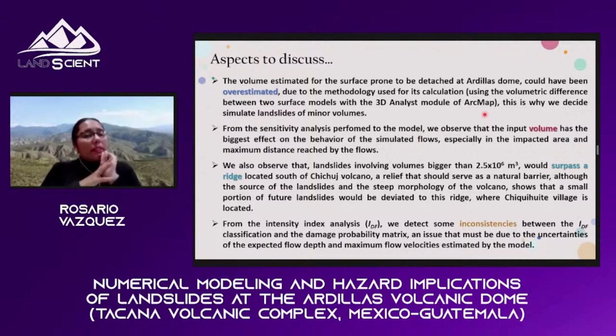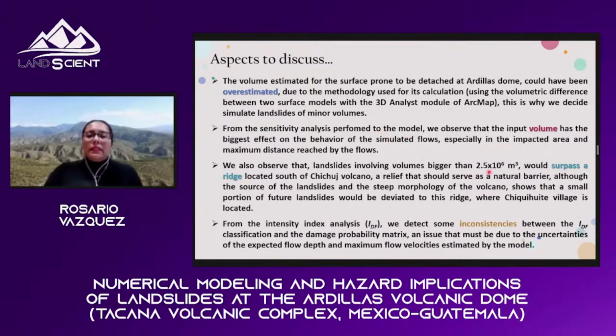And from the sensitivity analysis performed to the model, we also observe, as we show you in the maps, that the input volume is the input parameter that has the biggest effect on the behavior of the simulated flow that we obtain, especially in the longitude or the size of the impacted area and the maximum distance reached by the flows.